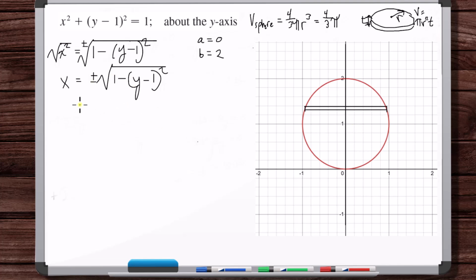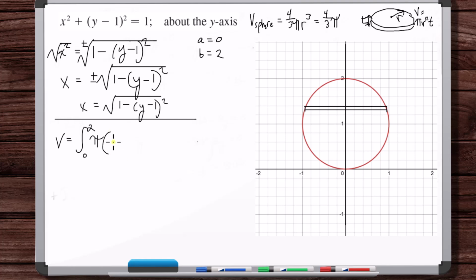So the function we're going to use is this. That's the radius function. And then we're going to square it. When you square it, you'll get rid of that square root, so it'll make it easier to evaluate. So let's do it. The volume is, you go from 0 to 2, then pi, what is r squared?